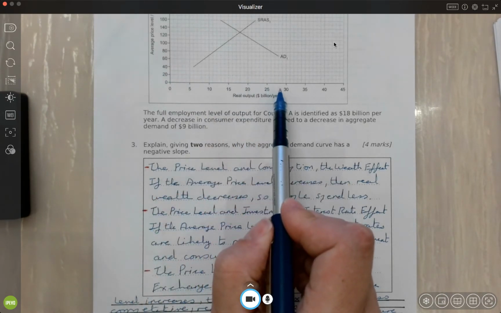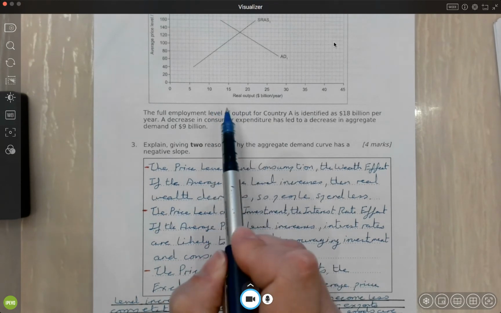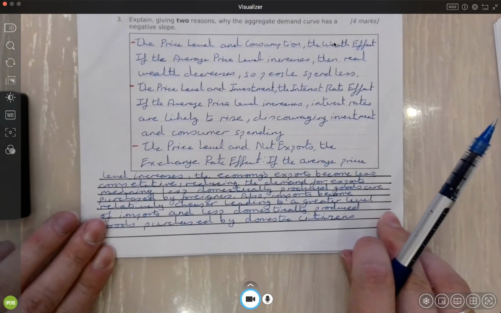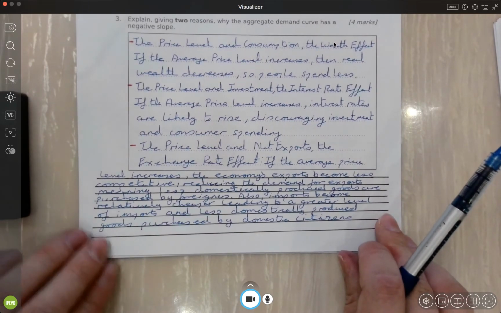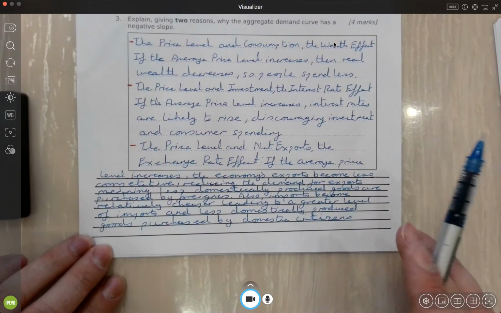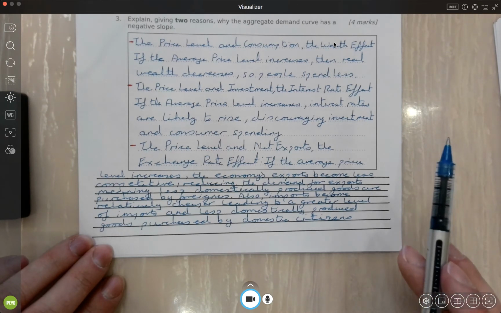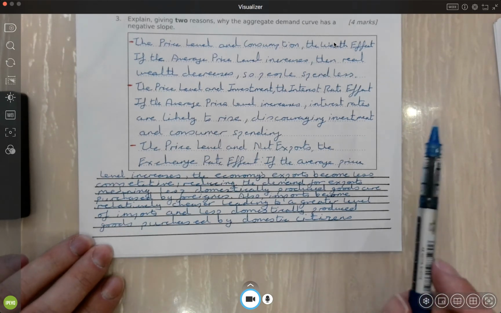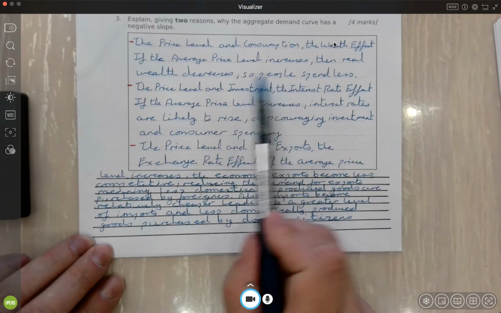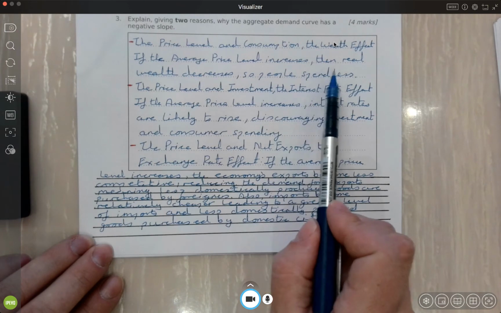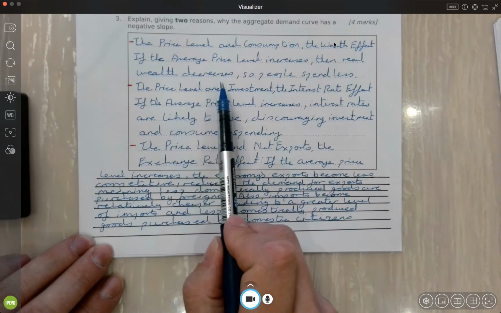Because this is how much stuff people want to buy. It's the amount of real output that people want to buy. That's what aggregate demand is. It's the amount of the country's output that everybody wants to buy, consumption, investment, government expenditure, and net exports at different price levels. That's what it is. So it's saying if the average price level rises, then real wealth decreases, so people spend less.